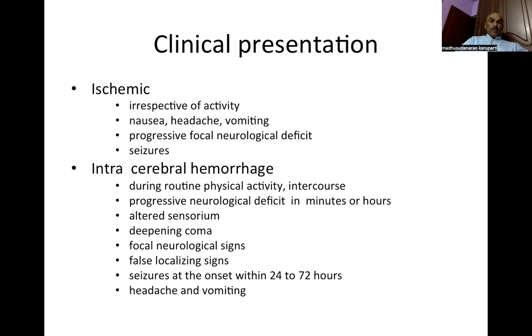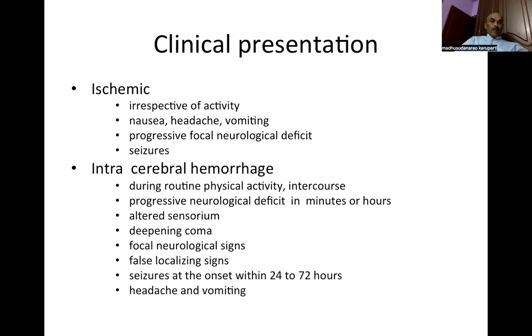Patient will develop nausea, headache, and vomiting. There is a progressive focal neurological deficit and seizures. And the clinical spectrum of manifestation depends upon the area or the site of obstruction to the blood vessel. That is, the blood vessel that is affected. That's why it is very important to understand the basic neuroanatomy of the cerebrum and its blood supply. Okay. And the site of obstruction to the blood flow reflects the clinical manifestations, which will guide you to the anatomical level of the diagnosis.